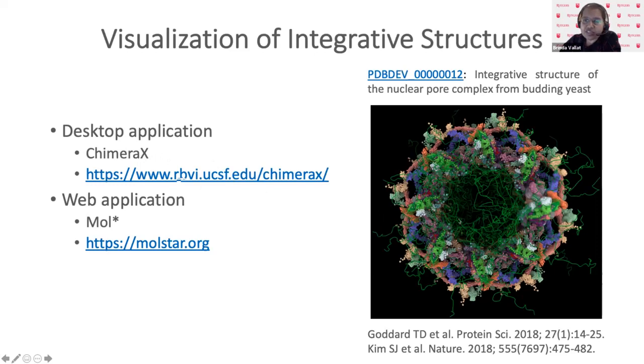This image corresponds to the integrative structure of the 552 subunit nuclear pore complex from budding yeast archived in PDB-Dev and visualized using ChimeraX. This model was obtained using spatial restraints derived from 3D EM maps, chemical cross-linking data, and small angle scattering profiles.